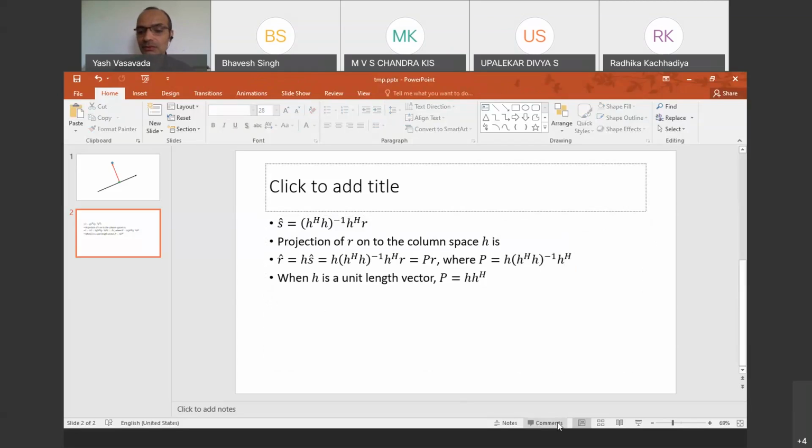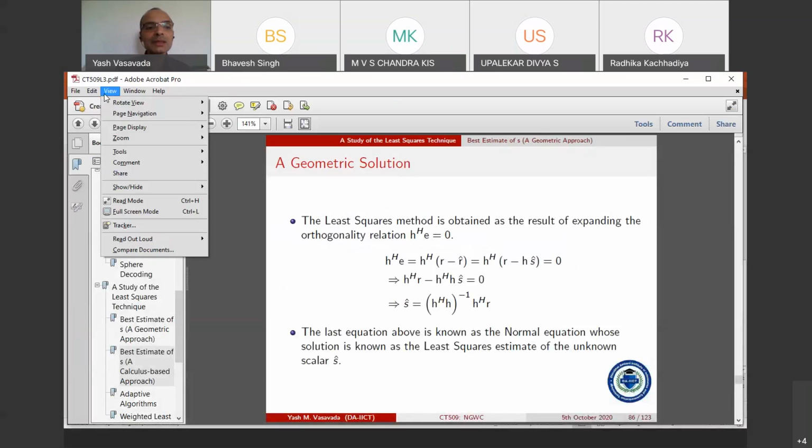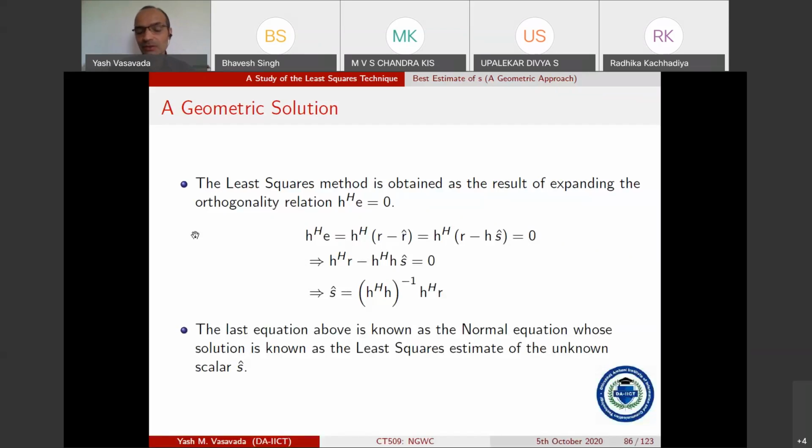Okay, so fine. Now let me continue. This was the visual, or geometric, or maybe linear algebraic viewpoint. And using that viewpoint, we have derived this solution, the least squares solution. Now let me take a different approach and derive this same solution using calculus techniques.